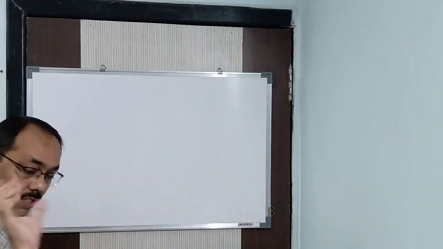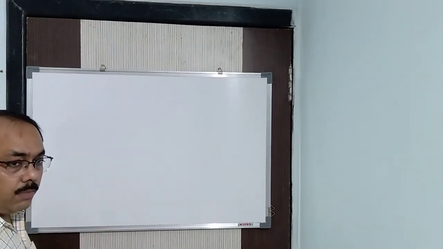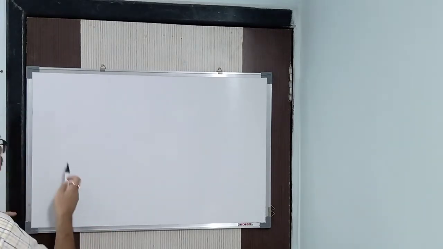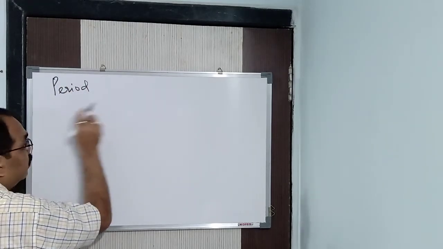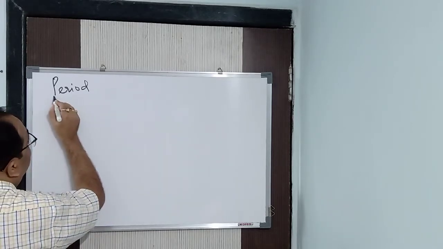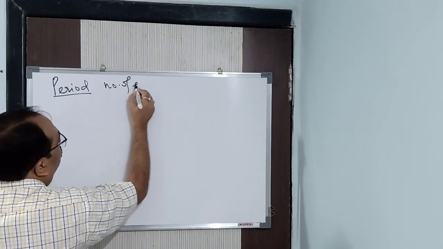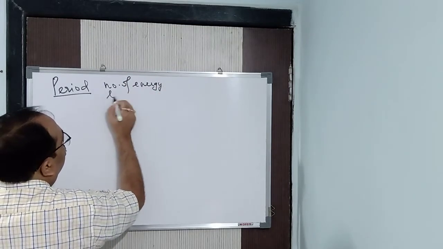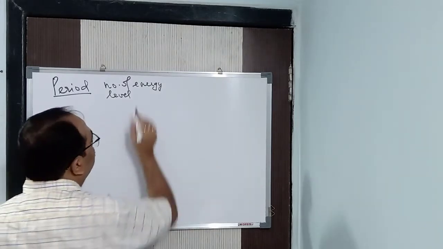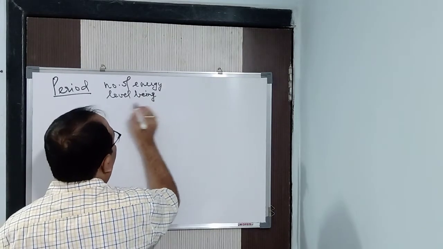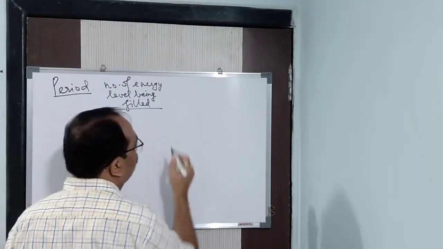Got my question? The question is there in a book: justify that the fifth period consists of 18 elements. How to justify it? See, very easy. You will make columns. I am doing it for all the periods, but you will just do it for one period, whichever comes. Period first of all. Then the number of energy levels being filled. How many energy levels are filled? First, second, third, fourth, and this way. And we will be writing it out.